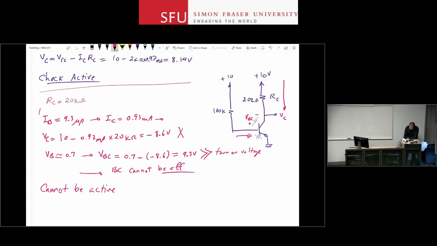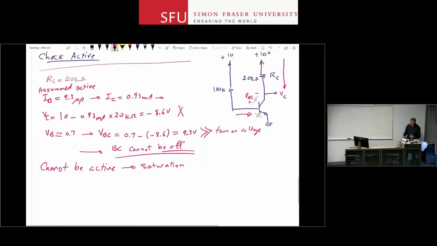Remember, we assumed active, right? This whole calculation based on the previous KVLs assumed active, and then we figured that it cannot be active. The next one that is possible is saturation, because the diodes are actually on. It looks like the circuit is happy if the diodes are on, and that means that we cannot have cutoff. So the one that is remaining is saturation. I go and solve the circuit with the model for the transistor in saturation region. And that model is this.